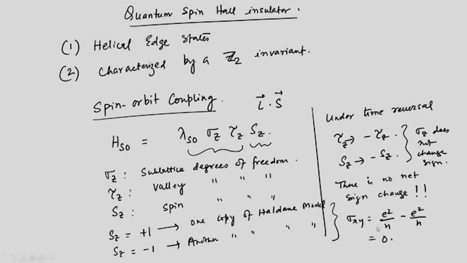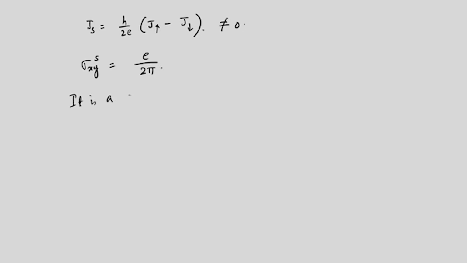But nevertheless, one has a quantity called the spin current, which is defined as J s, which is equal to h over 2e times j up minus j down. So, this will be non-zero, and we will have a sigma xy spin Hall, let us write it with an s, equal to a non-zero e over 2 pi. So, it is a distinct topological insulator.